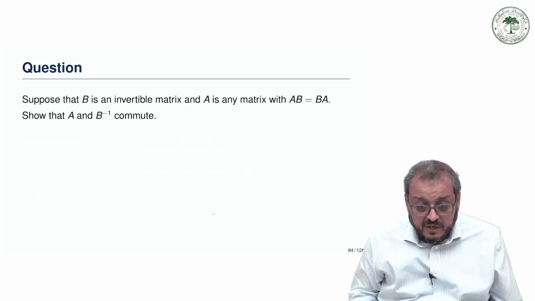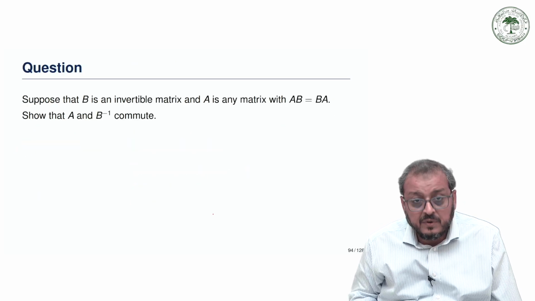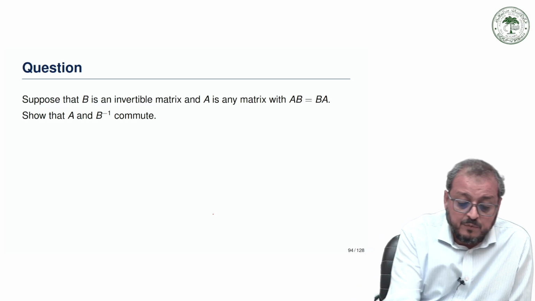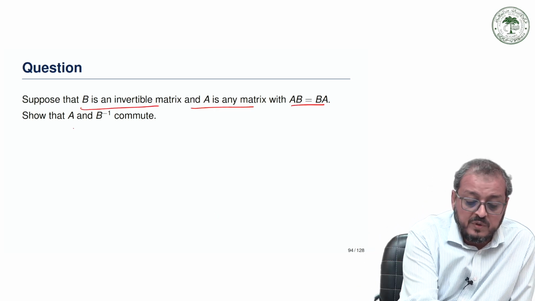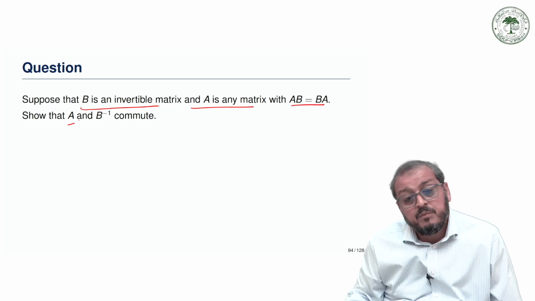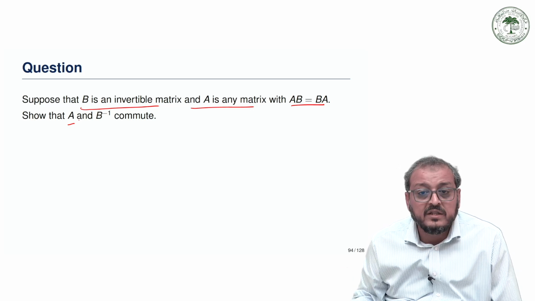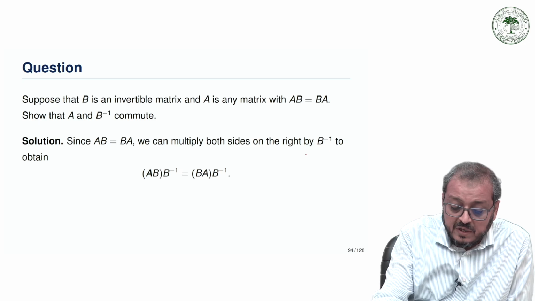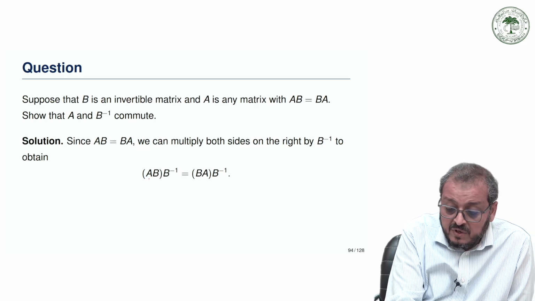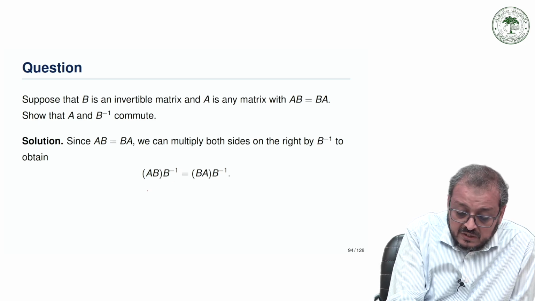Okay, now we have a problem. Suppose B is an invertible matrix and A is any matrix with AB equal to BA. Then we have to show that A and B inverse commute. So we multiply both sides by B inverse, so we get AB B inverse, and then we can apply here the A B inverse.